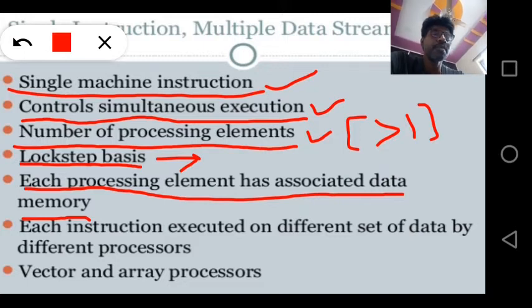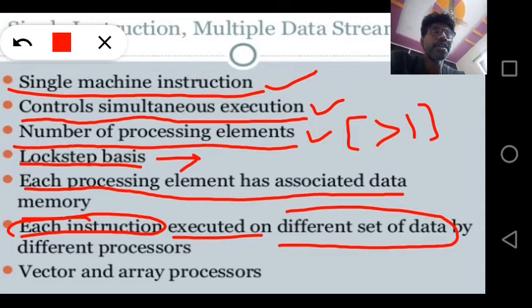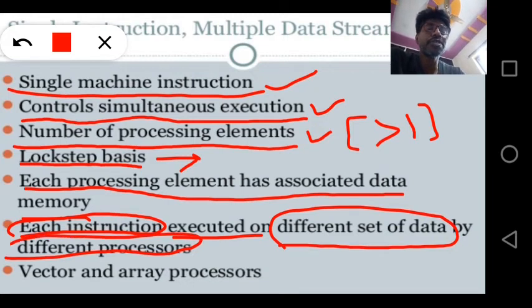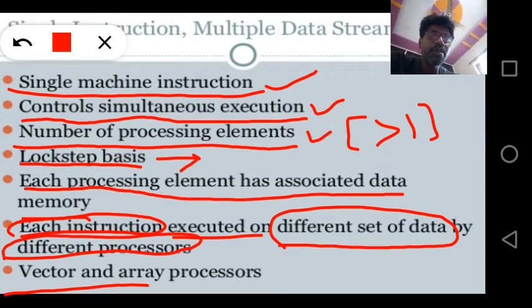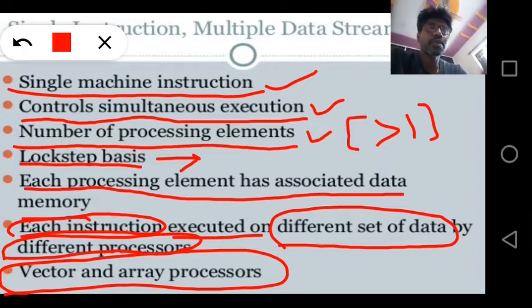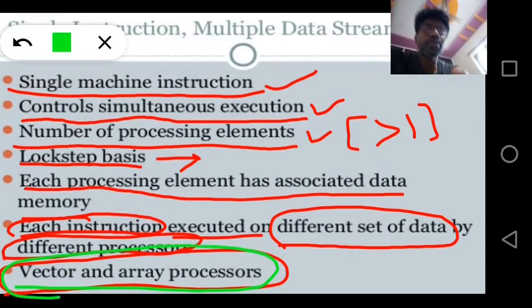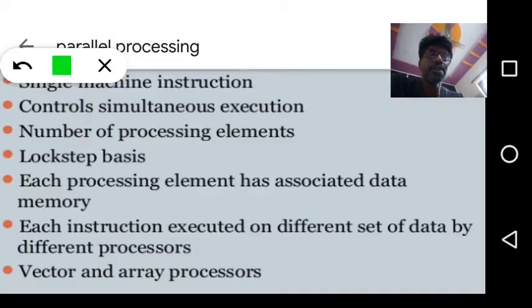Each instruction is executed on a different set of data by different processors. So the same instruction is executed on different sets of data, different array elements, by different processors. This is called a vector and array processor. This is the most important thing. So the SIMD computer is also called a vector and array processor.